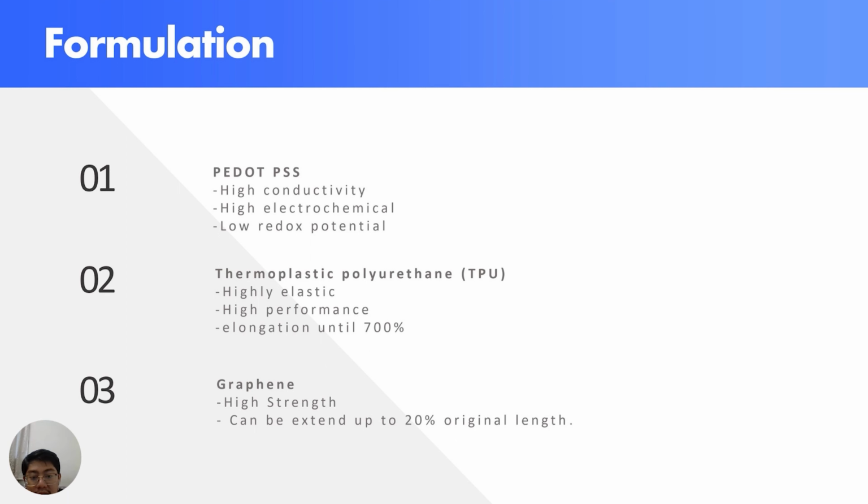This is because graphene has excellent properties, which makes it the best filler material. The impressive property is that it can be extended up to 20% of its original length.